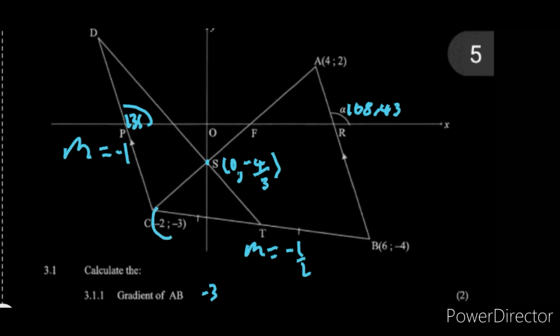So it means we found the gradient, -1. Then we'll just substitute this point. So we'll have the formula y is equal to mx plus c. We can now substitute this point. So when we have the gradient and the point, we can find the equation.